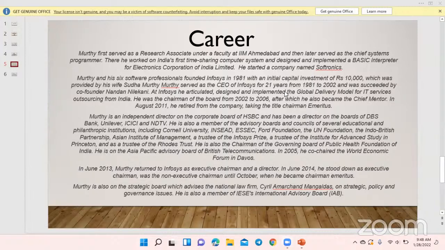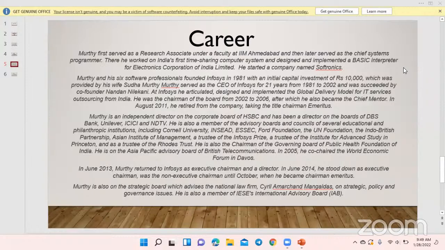Murthy first served as a research associate under the faculty of IIM Ahmedabad, and then later he served as the chief systems programmer. There he worked on India's first time-sharing computer system and designed and implemented a basic interpreter for the Electronics Corporation of India Limited. He started a company named Softronix. Murthy and his 6 software professionals founded Infosys in 1981 with an initial capital investment of 10,000, which was provided by his wife Sudha Murthy.